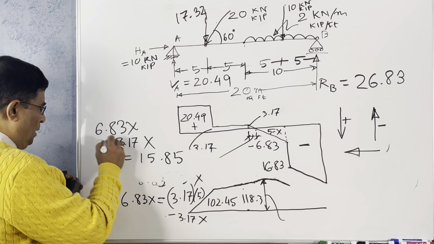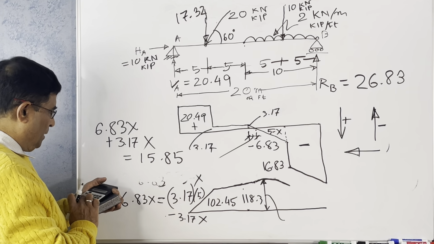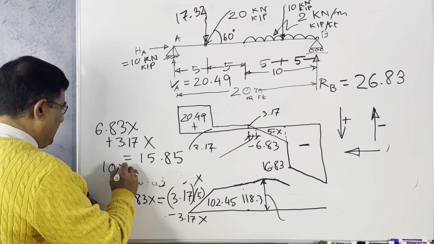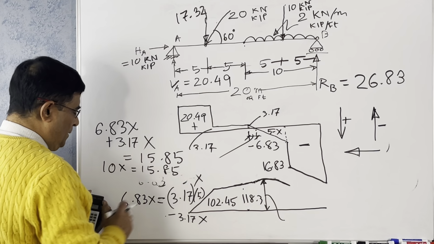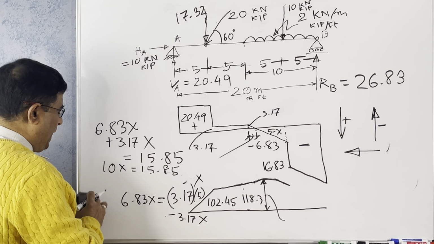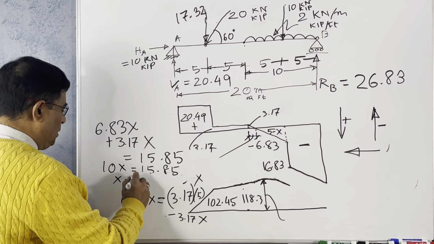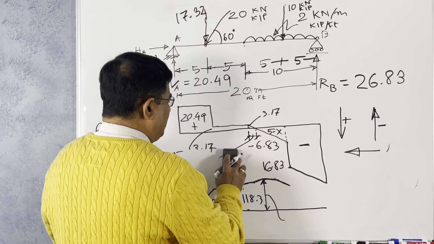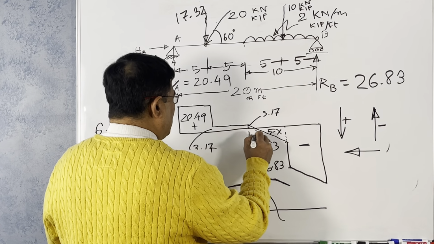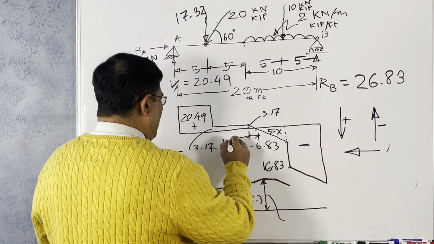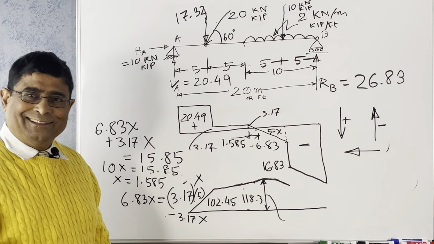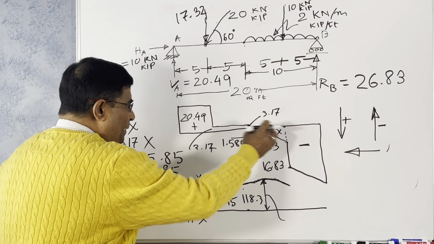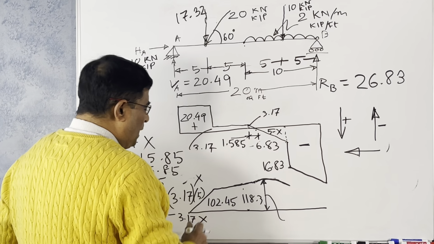So this side total is 6.83 plus 3.17, which is 10. 10x is equal to 15.85, right? Then what is x? x equals 15.85 divided by 10, which is 1.585. So this distance is 1.585 from here to here. You got it? Similar triangle condition: this divided by this equals this divided by that.